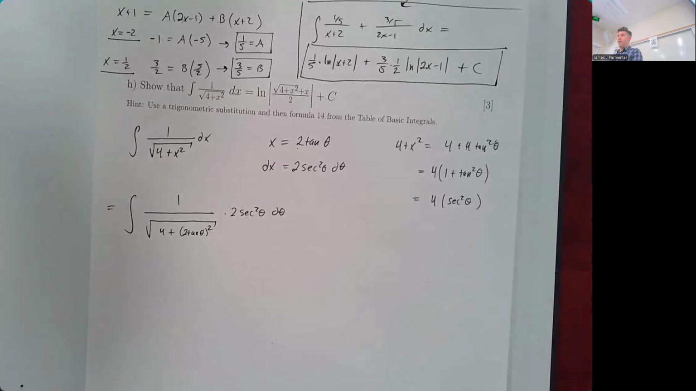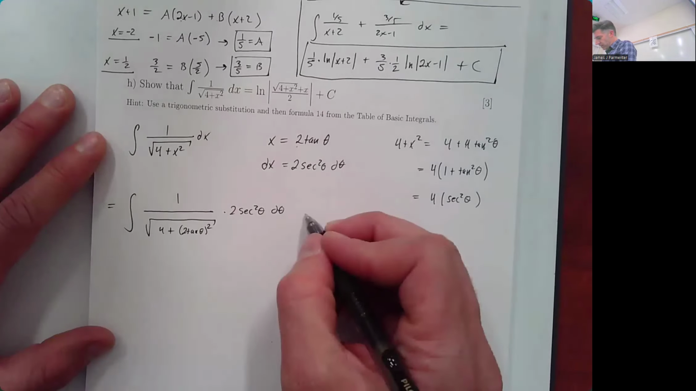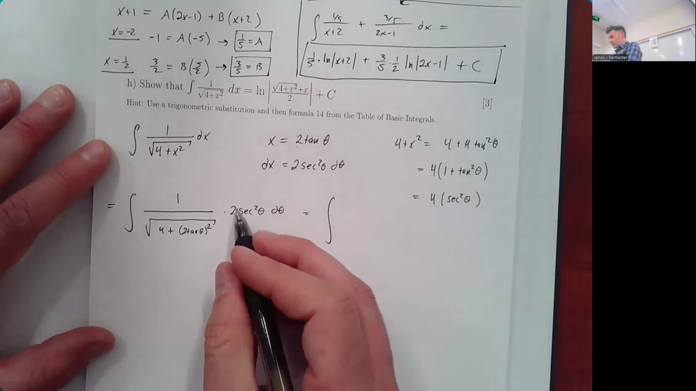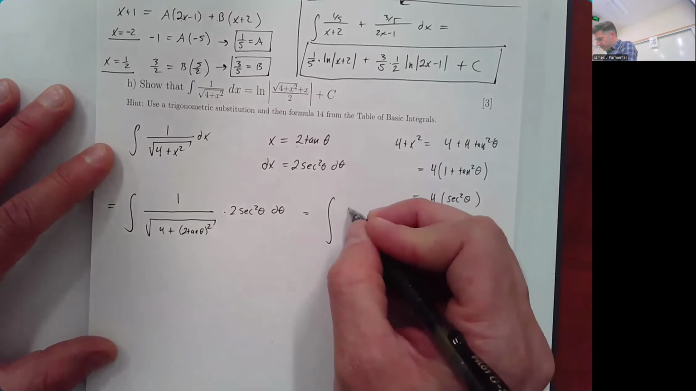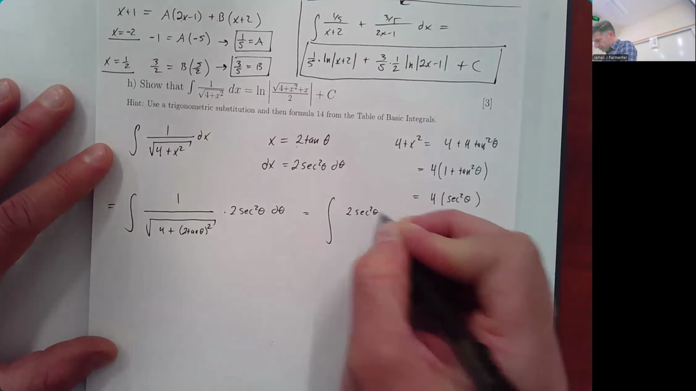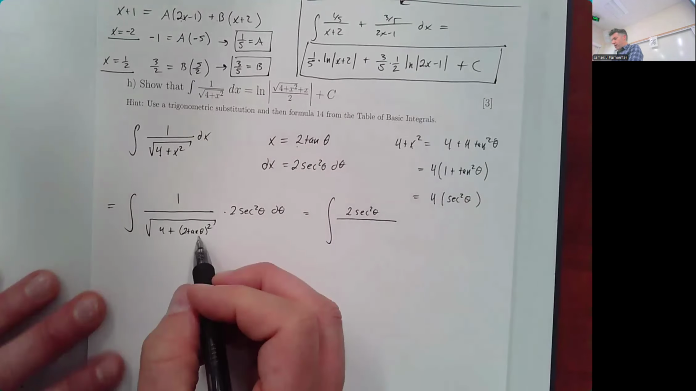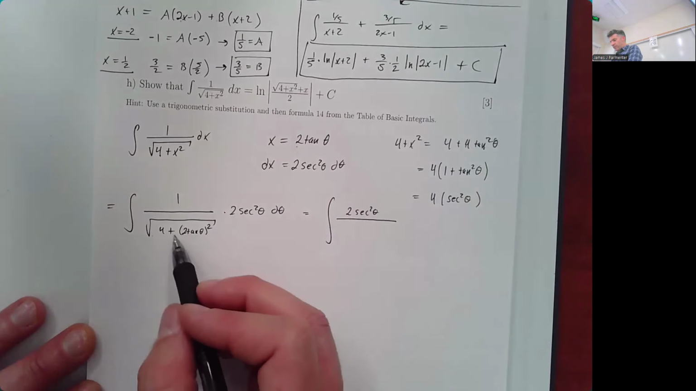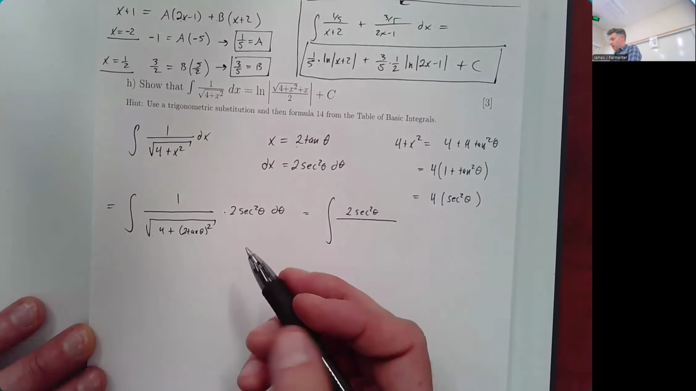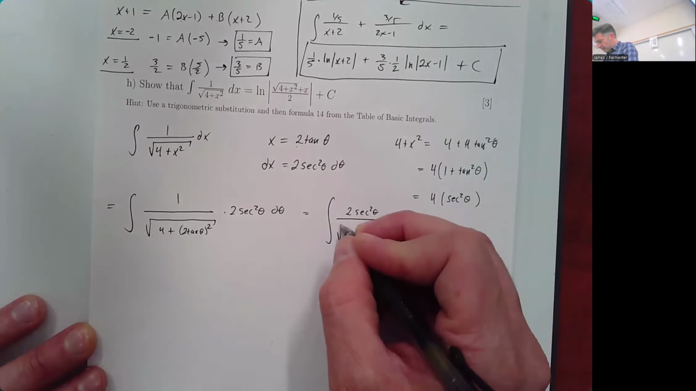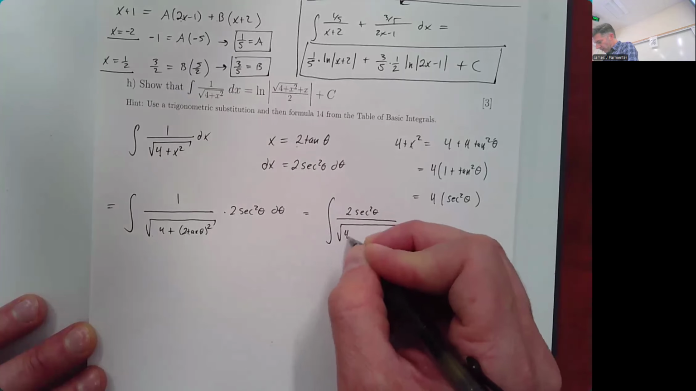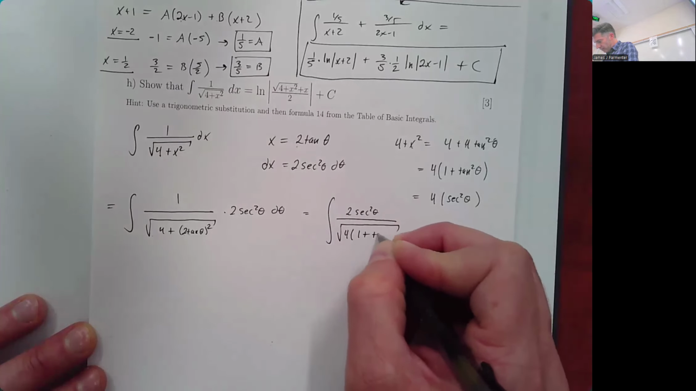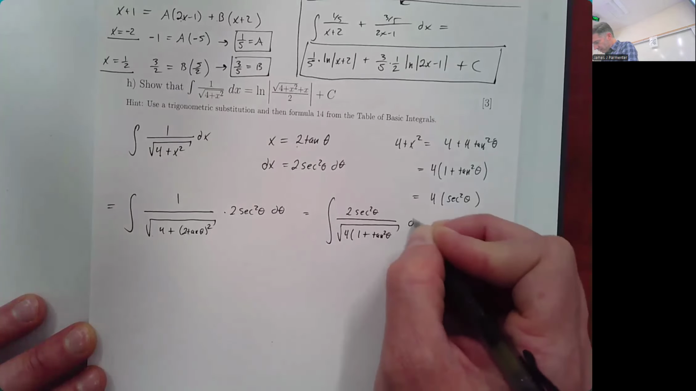And then we have to simplify a bit. So we're going to rewrite this as the integral of, I'm going to put the 2 secant squared theta on top. And on the bottom here, well, I can see that that's 4 plus 4 tangent squared theta. I'm going to factor out the 4 and write it as the square root of 4 times 1 plus tangent squared theta, d theta.